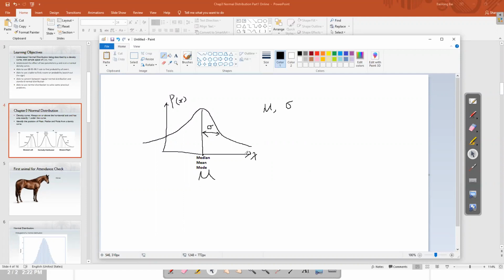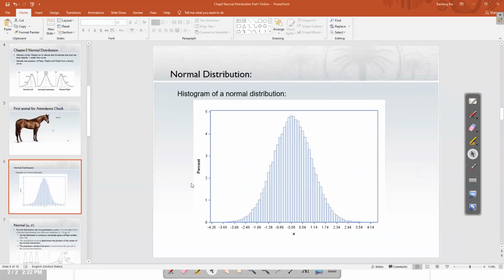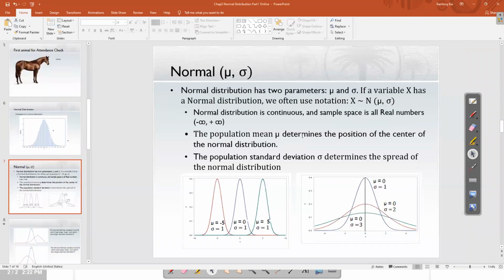So how do mu and sigma affect the look of the normal density curve? We're going to look at some examples. The normal distribution has two parameters, mu and sigma. The normal distribution is continuous. The sample space is all real numbers between negative infinity and positive infinity. So it basically goes on and on on both sides of the axis.